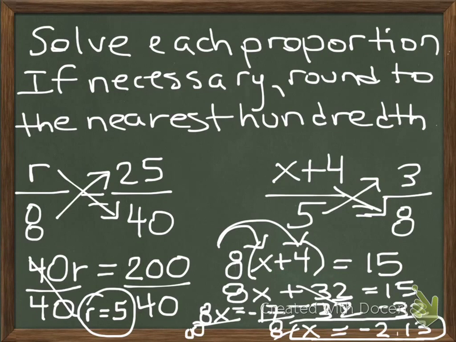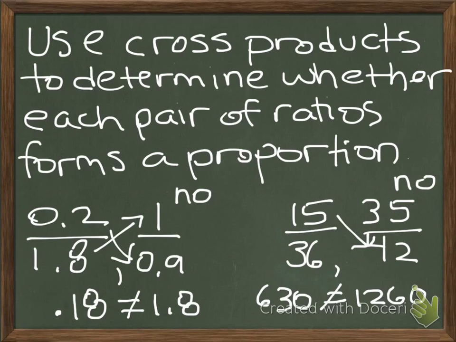Okay, so I kind of messed up here. I'm not quite sure where I stopped the recording and where I started the recording, so I'm going to start way back where we were using the cross products here to determine each pair of ratios.